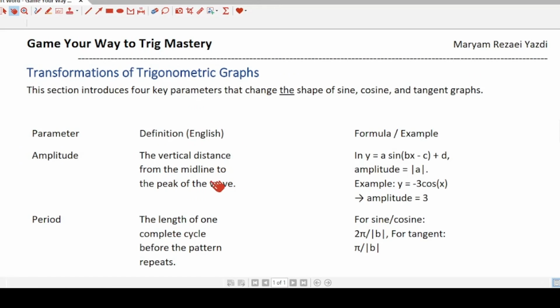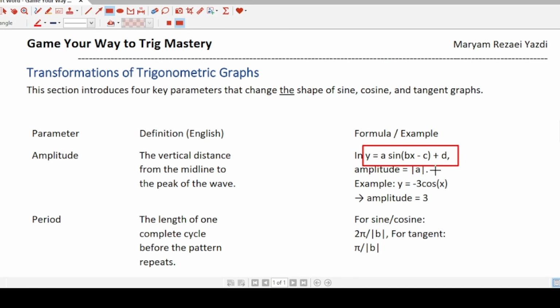In this part, we are going to talk about the trigonometric transformations. In general, a function in this form, sine or cosine, it doesn't matter, y = a sin(bx − c) + d, we want to see what changes it makes on the original graph.